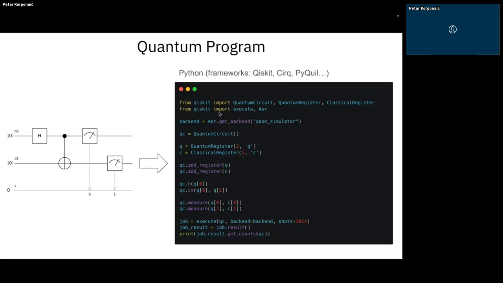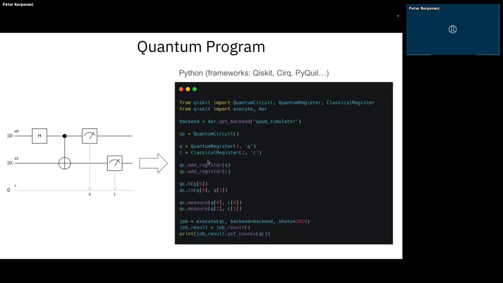This is an example for Qiskit. Qiskit is IBM's Python framework. There is also Cirq. Cirq is a Python framework for quantum programming made by Google. There is also PyQuil, which is Rigetti's, and so on. So there are many Python frameworks. And this is how you write it.